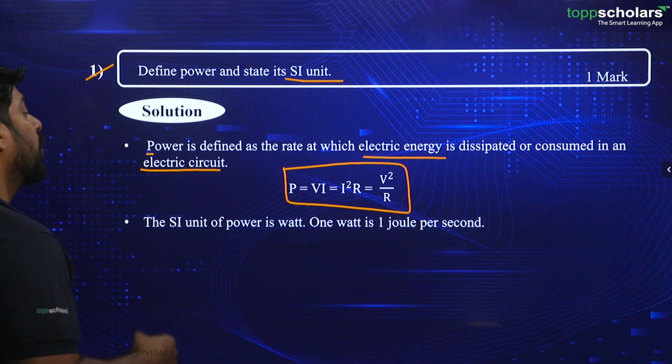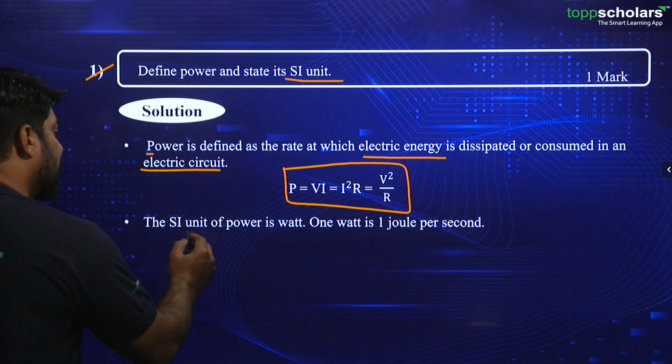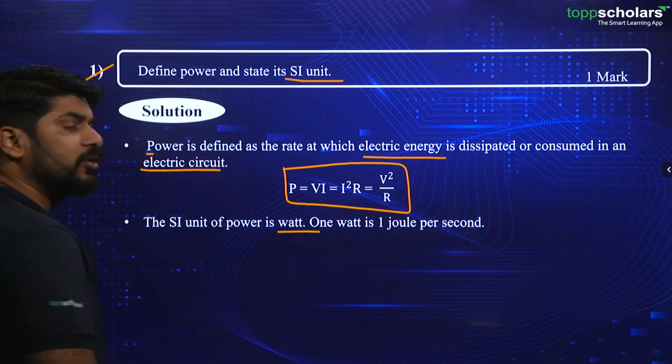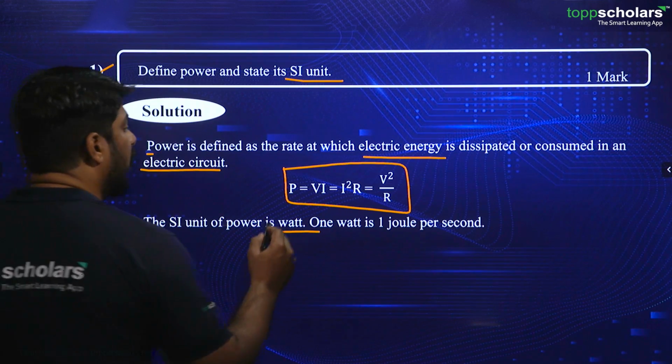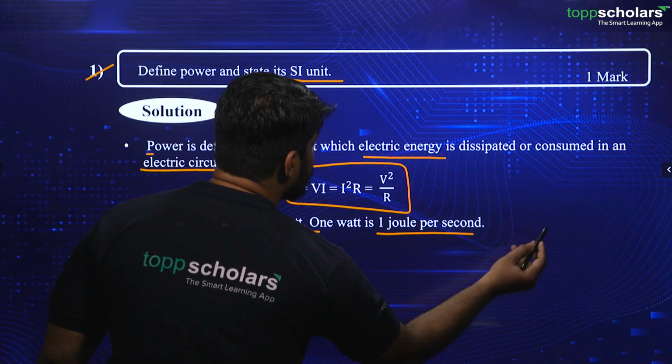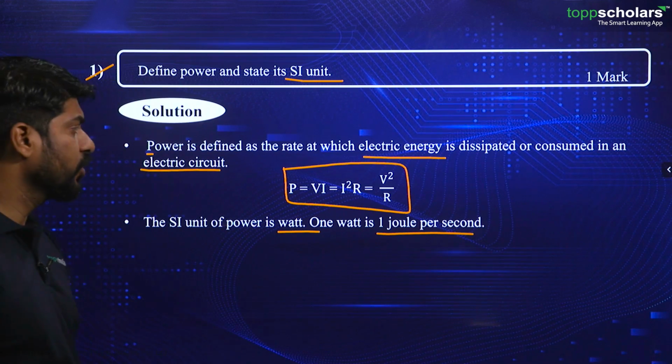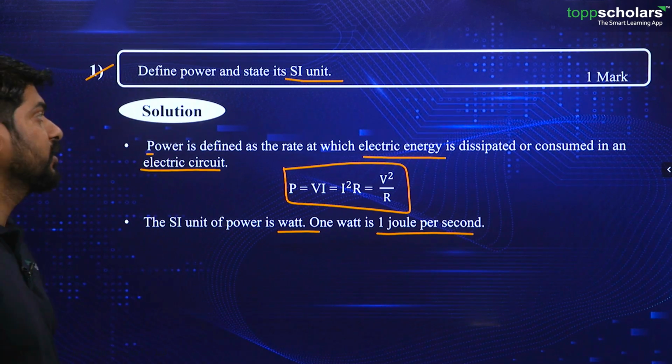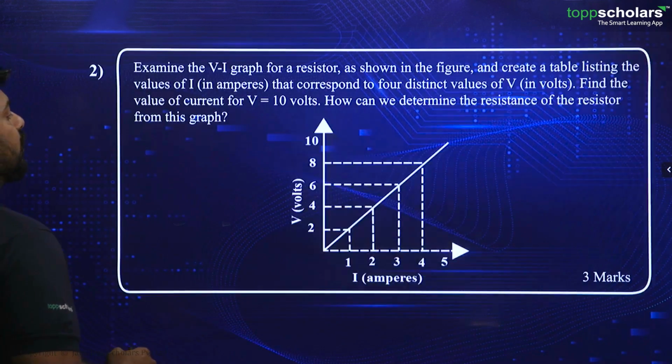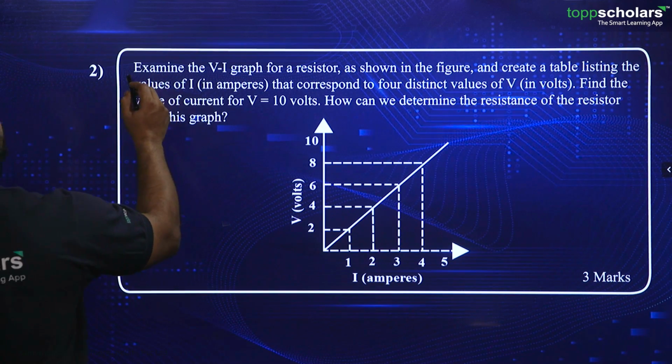Okay, now we have to talk about the SI unit. So SI unit of power is watt. Okay, 1 watt is 1 joule per second. So this is the SI unit. Moving on to the next question. Here is the next question.